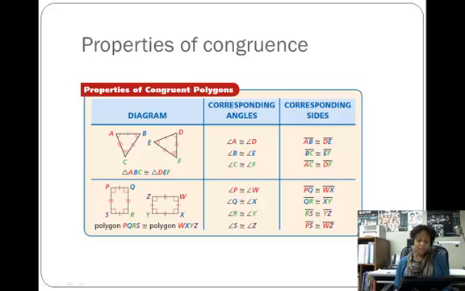Again, this applies not only to triangles, but to any polygon, so you can see whether or not this rectangle is oriented vertically or oriented horizontally, the corresponding angles are still all congruent, and the corresponding sides are still all congruent.